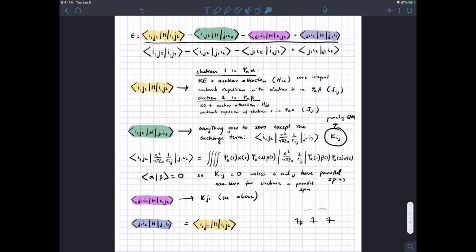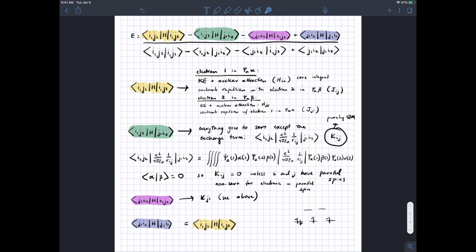Can you say that all one more time? Sorry. Yeah. If you apply the Hamiltonian to a Slater determinant, you get a big long list of terms that represent for each electron its kinetic energy, its attraction to the nucleus, its repulsion with every other electron in the molecule, and then an exchange term that's only non-zero when electrons have parallel spin.